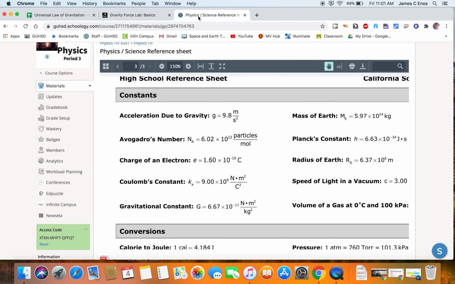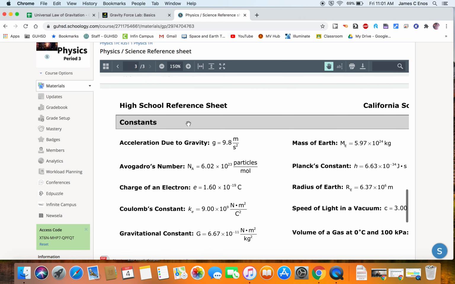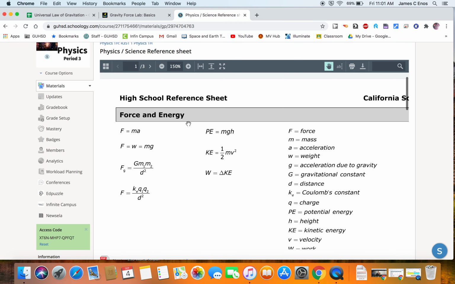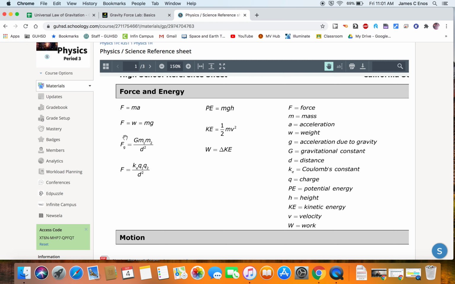So, going back to our Schoology page with the physics and science reference sheet, we're going to see that we have this gravitational force right here. This is the equation we're going to try to develop in this sheet. So we're going to have G, which is a constant. It's a gravitational constant. It's not the lowercase g that we've been dealing with, but this is a big G. This is the universal constant. And then you're going to take mass 1 times mass 2 divided by the distance squared.